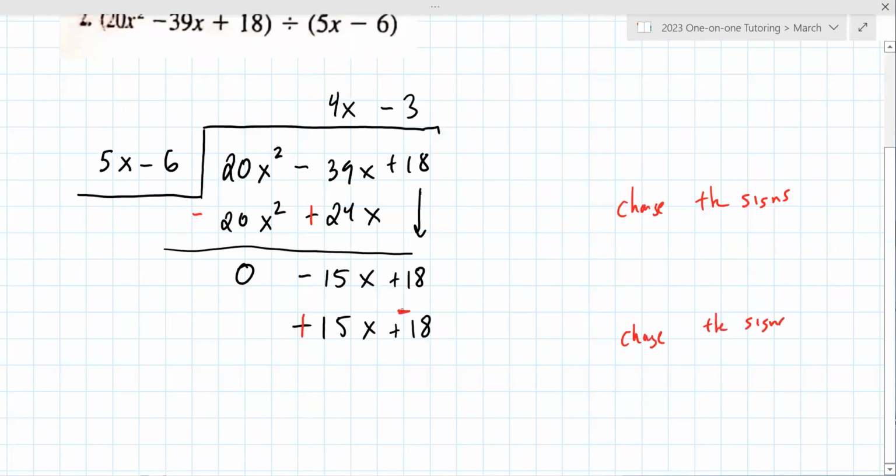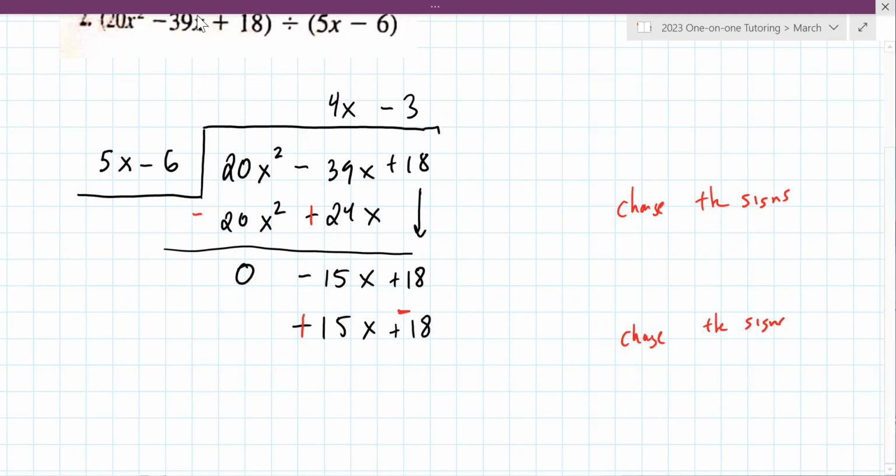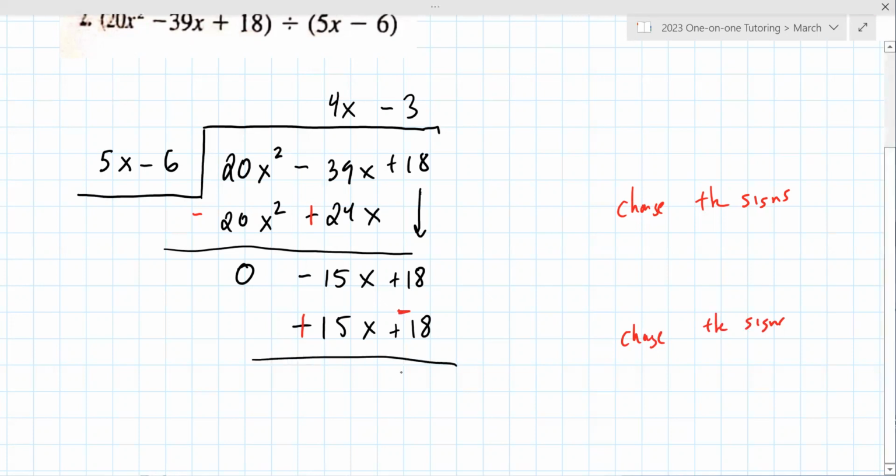And then again, I'm going to recommend that you change the signs. So plus, minus, then you're adding everything together. And this time it goes to 0. It does not always go to 0. It just happens to in this problem. So this is your remainder down here.